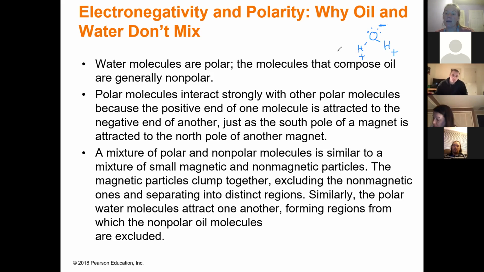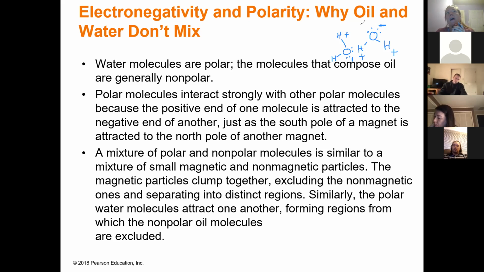Well, what's going to happen is this positive side is going to attract the negative side of an adjacent water molecule. Right? Here's a negative side and here's a positive side. So this is going to attract and this side sort of attracts. So what happens is all the water molecules clump together, or they attract together like magnets do.